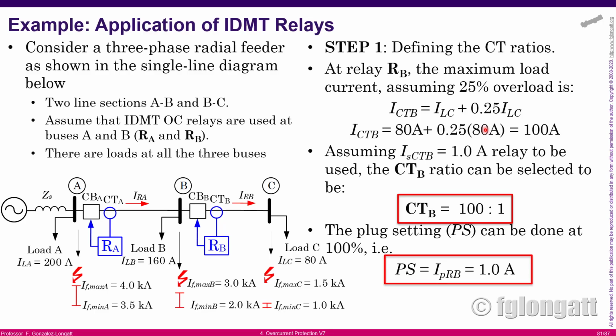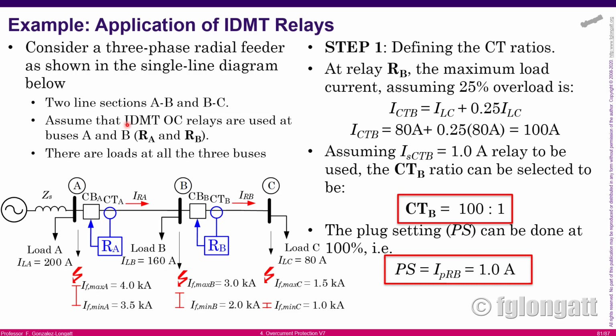Okay, this is the classical topology that we have been using now because it's the classical topology for applications of non-directional overcurrent relays. And here what we want to do is, again, there are two sections, A, B, and B, C. There are two relays, relay A and relay B. And those relays are, as I said to you, IDMT, non-directional overcurrent relays.